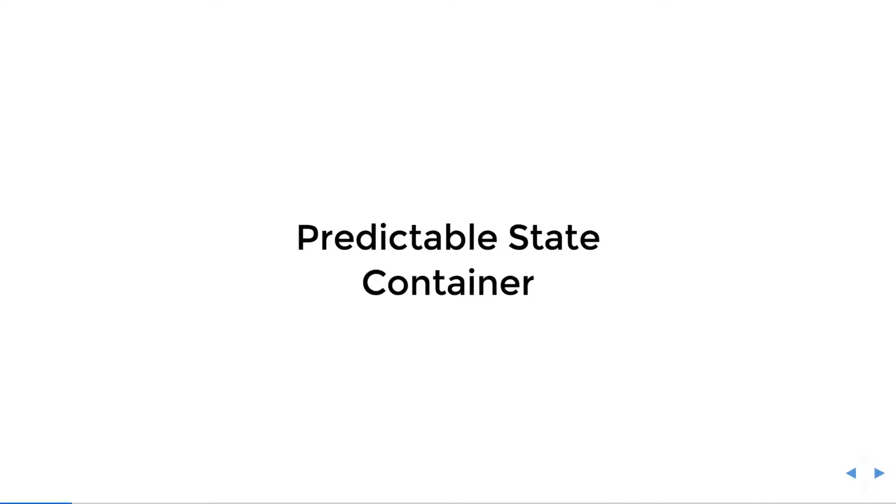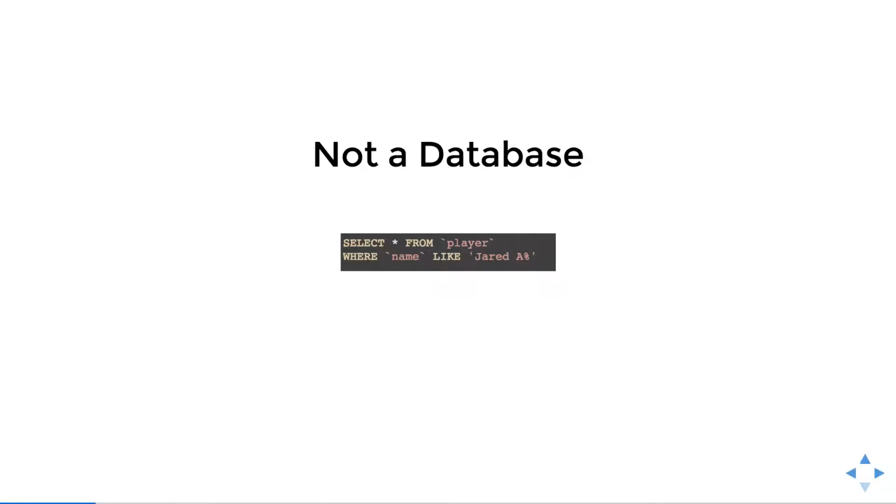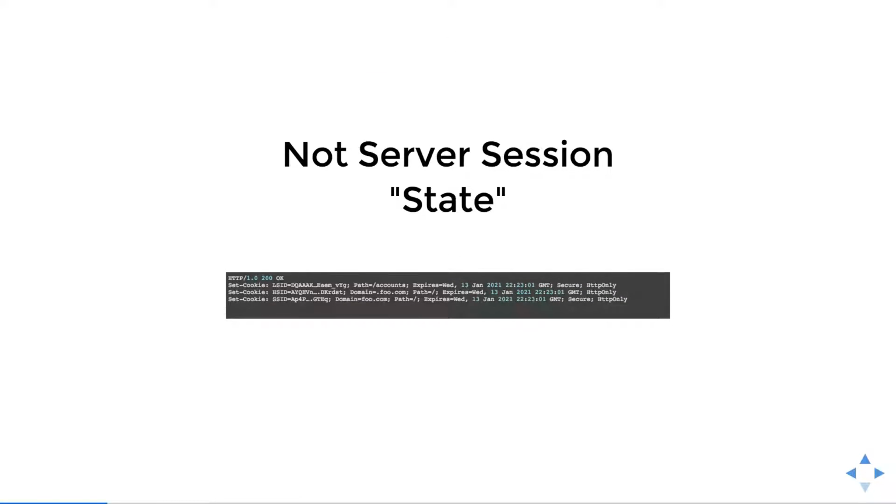So let's look at the phrase predictable state container. We'll break that down a little bit. We'll start with state, because state is ambiguous. It's an overloaded term. It means so many different things. So Redux isn't a database. It's not meant for long-term persistence of things, so that kind of stuff you wouldn't manage in Redux. When we talk about session state, it doesn't manage your cookies. It's not that kind of state.